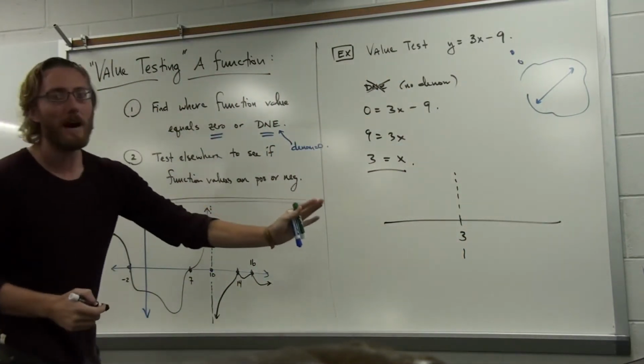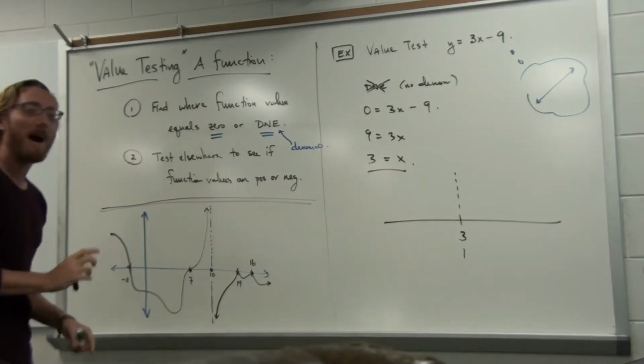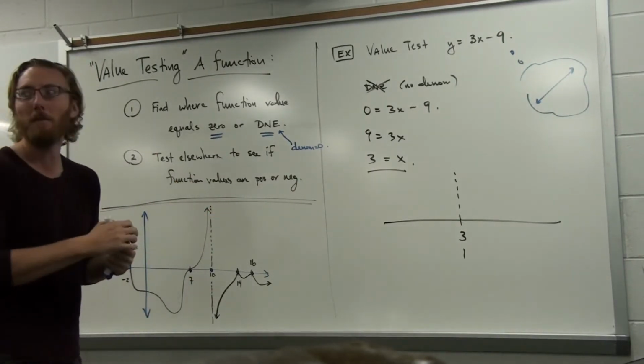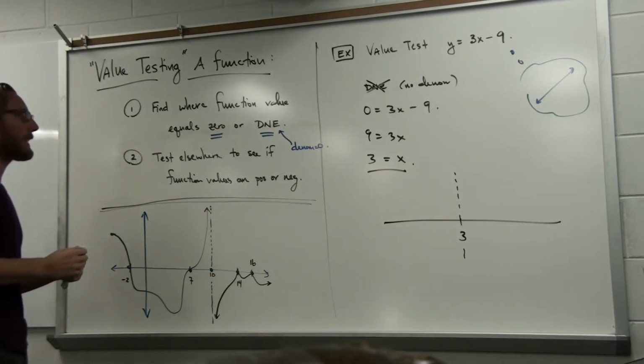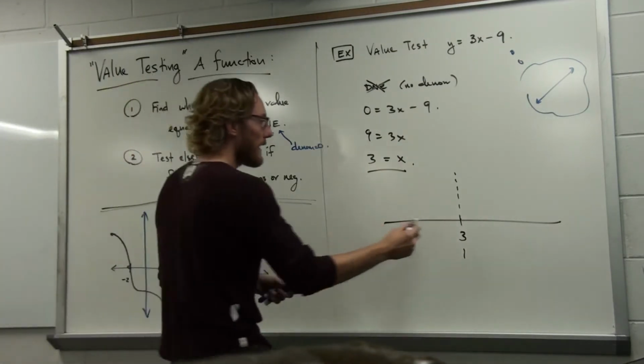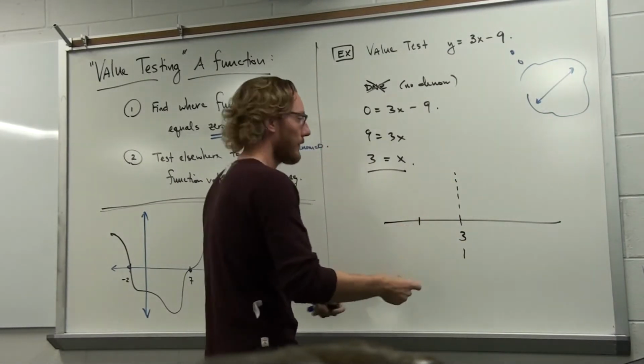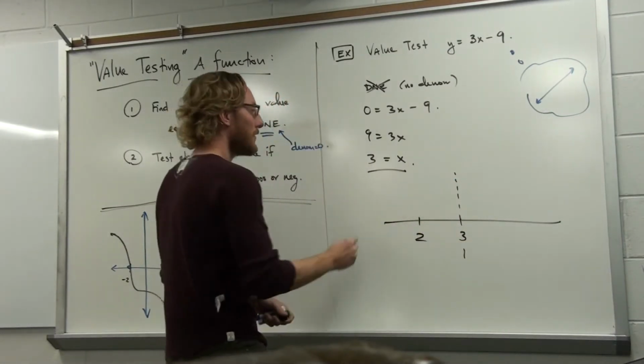Since we've identified where the function might possibly be crossing an axis, where the function might possibly be changing sign from positive to negative, all we simply have to do here is test. So let's do that. Let's test a point to the left. Any value to the left of 3 is going to work. So let's just test 2.